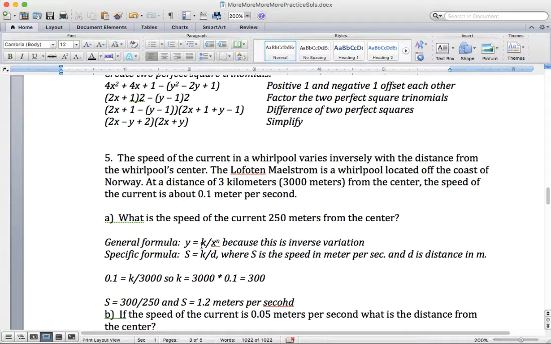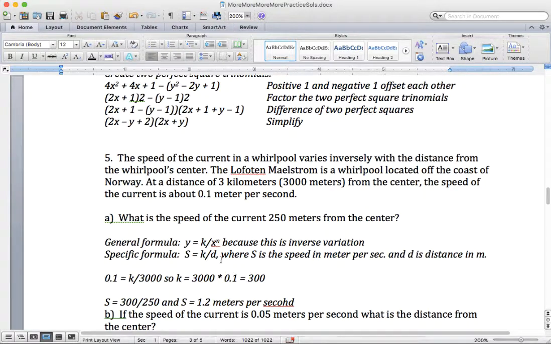First of all, we have to set up our general formula. This has told us that the speed of the whirlpool varies inversely with the distance from the whirlpool center. So our general formula is y equals k over x to the n, because it's inverse variation. Well, it didn't say anything about varying with the square of the distance or the cube of the distance, so that means n is going to be equal to 1.